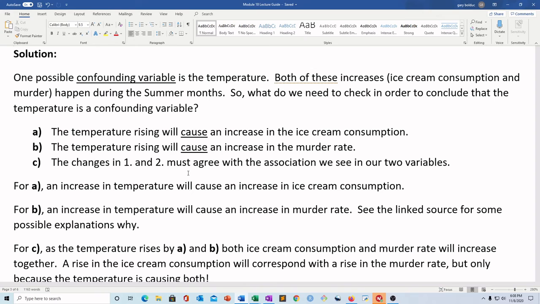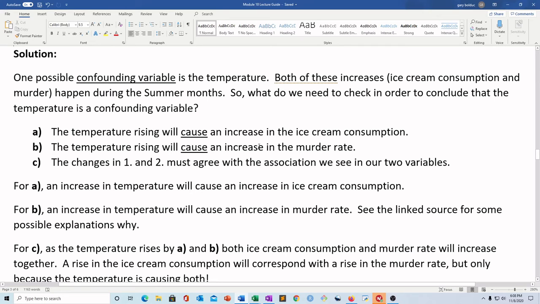But it also seems to happen that as you get into the summer months where the temperature's going up, more murders are happening. So let's recap that. Temperature goes up, ice cream goes up. Temperature goes up, murder rate goes up. Think about this for a second.